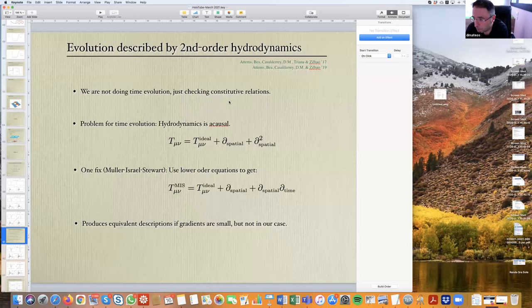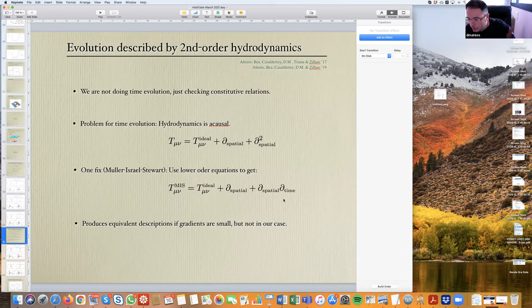So, of course, people solve that problem by using this freedom that I mentioned at the beginning in an effective theory. So what they do is they trade one of the spatial derivatives here for a time derivative, because these two spatial derivatives and this one differ by third order and higher order terms. So at the level of effective field theory, these two are equivalent at this order. And this one here, which is in general known as Mueller-Israel-Stewart type theories, gives you a well-posed initial value problem and you can do time evolution.